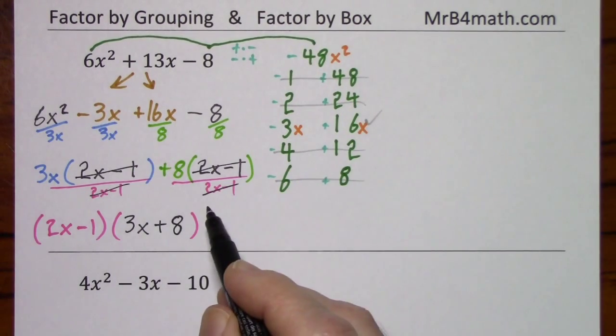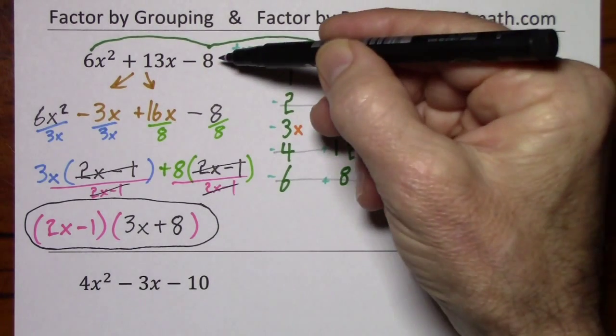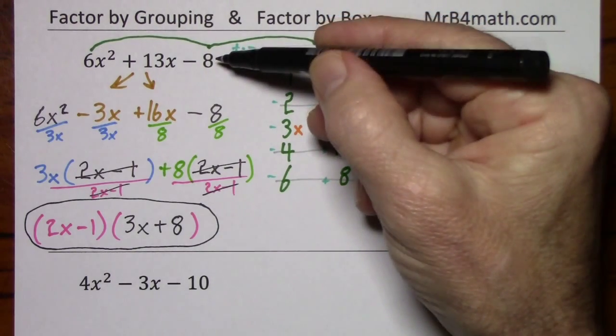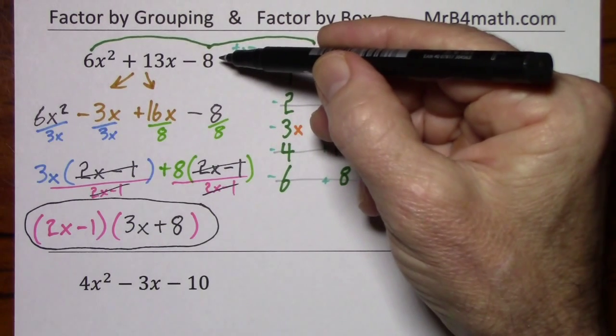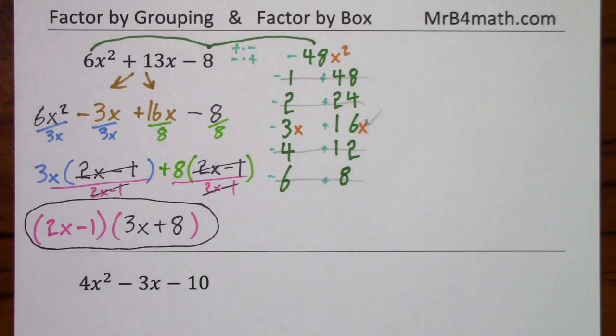This is the factored form of the original polynomial. I can call this a trinomial as well. It's just usually we refer to it as a polynomial. And if you're curious, this is two binomials.